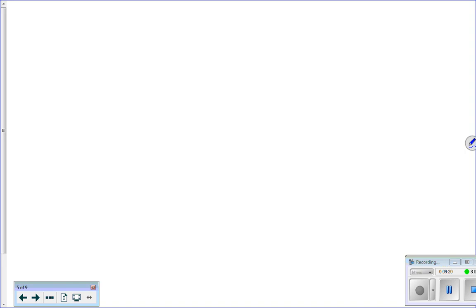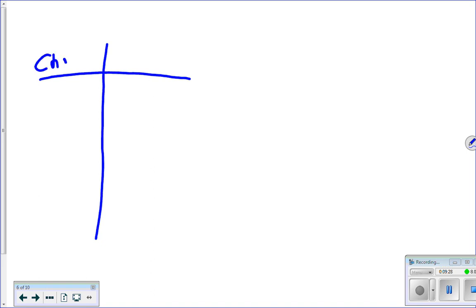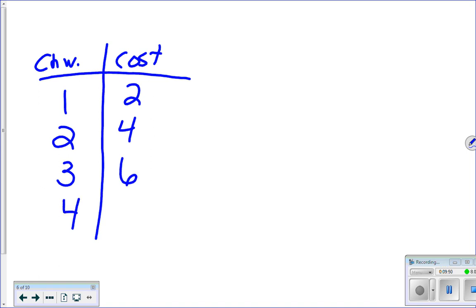Okay. So let's do, what should we talk about this time? Let's do chicken wings and the cost. Okay, so for one chicken wing it costs $2. I just want to make it so it's easy for you to understand. I don't want to use like 25 cents because that's too hard. So let's do 2 costs 4, 3 costs 6, 4 costs 8.